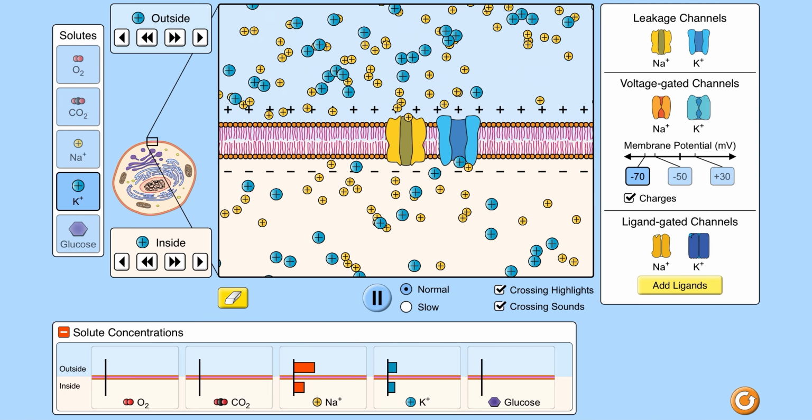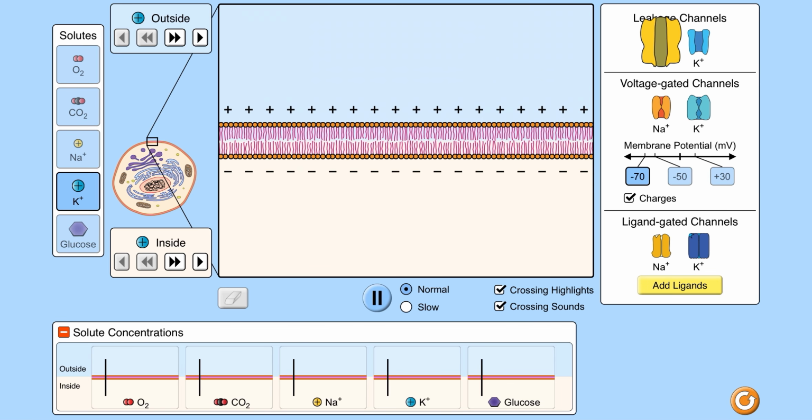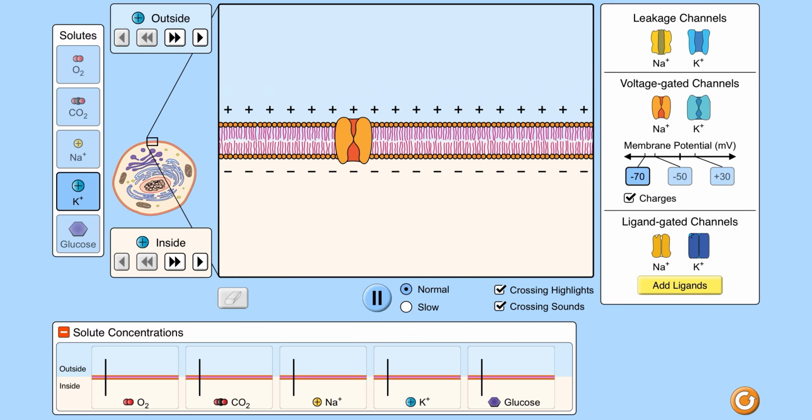Now let's look at the voltage gated channel. We'll send it back and move to the next channel, the voltage gated channel. These doors aren't always open, they have a lock, and the key is electricity, specifically a change in the membrane's electrical charge. Right now at minus 70 millivolts, the orange sodium channel is closed. You can see here, right?